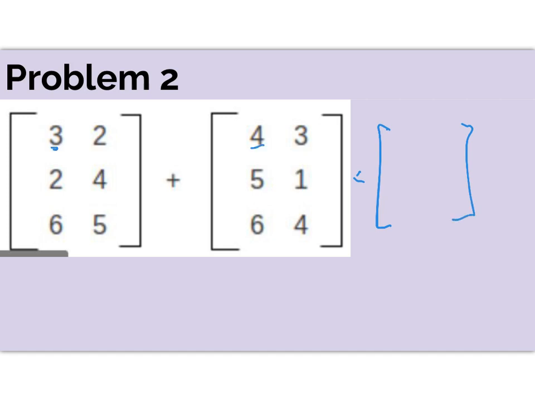So 3 plus 4 is 7. 2 plus 3 is 5. 2 plus 5 is 7. 4 and 1 make 5. 6 and 6 make 12. And 5 plus 4 make 9. So there we are with a 3 by 2 matrix left over.